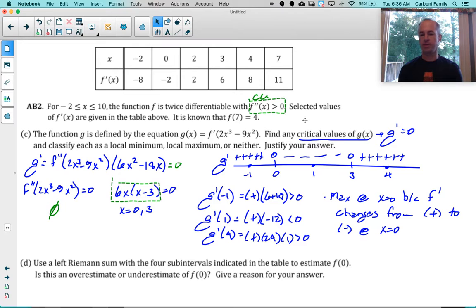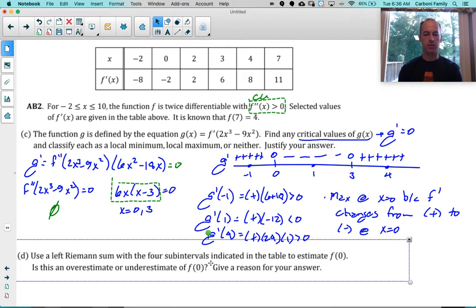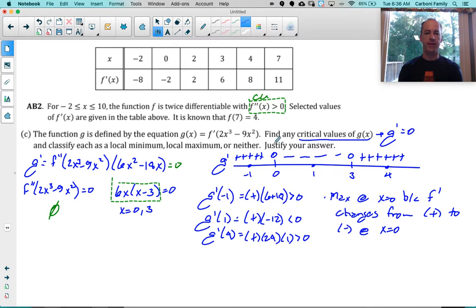As a matter of fact, I'll probably have to take that to the next page. I'll just cut that, paste it, cut. All right. And then we have a local minimum at 3 because f prime changes from negative to positive.